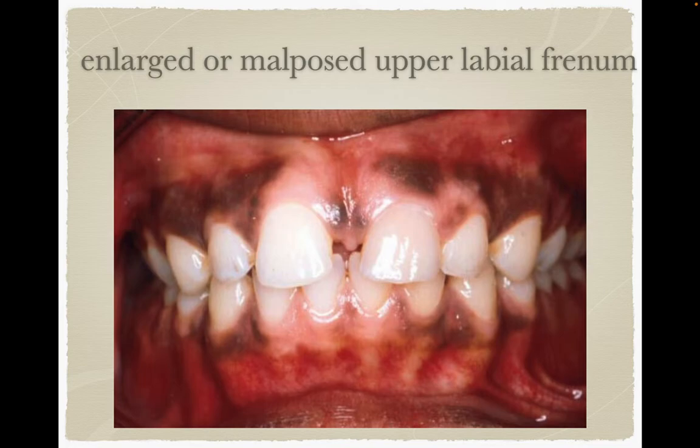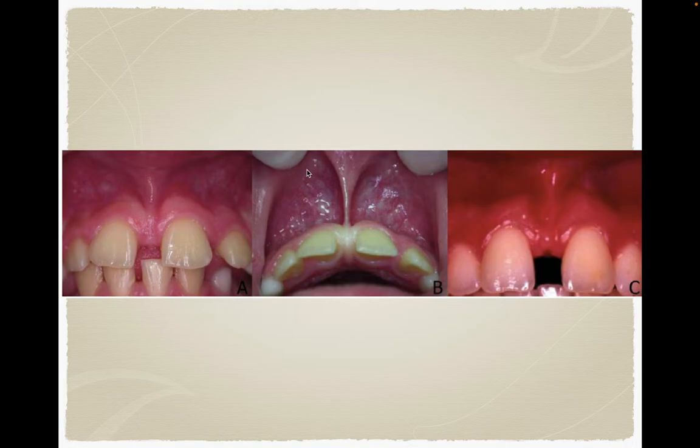Enlarged or malposed upper labial frenum. So if the frenum is thick and well developed, that can cause a median diastema. How to diagnose a high frenal attachment? What you need to do is to do the blanching test. So basically you stretch, as you can see here in the picture, you stretch this labial frenum, and you should see the blanching going from the labial surface into the palatal surface, the incisive papillae area.